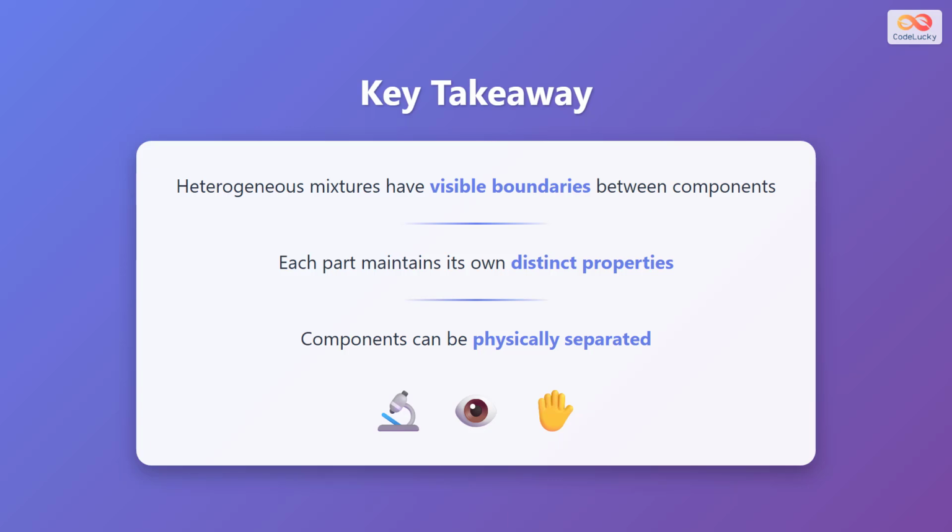To summarize, heterogeneous mixtures have three defining features. They have visible boundaries between components, so you can see where one substance ends and another begins. Each part maintains its own distinct properties, meaning the components don't lose their individual characteristics. And finally, the components can be physically separated using methods like filtration, magnetic separation, or handpicking. Understanding heterogeneous mixtures helps us make sense of the diverse forms of matter we encounter every day.